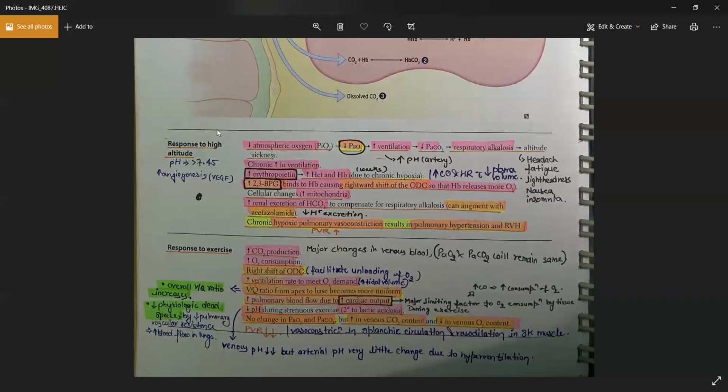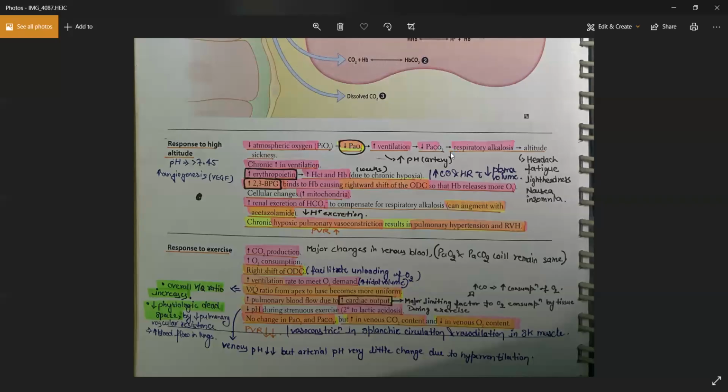Any more doubt on this high altitude sickness? Where will the oxygen hemoglobin dissociation curve be in the case of high altitude? Because of the increase in 2,3 BPG, ultimately you will have a right shift. Actually, I was confused about the alkalosis part. See, respiratory alkalosis, but metabolic acidosis also, right? Initially, it is a later change, right? Yeah, of course, it is a later change.